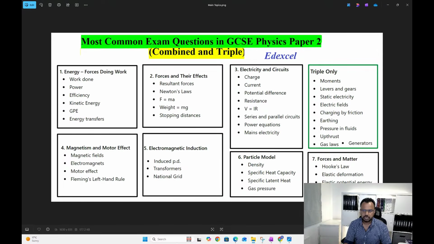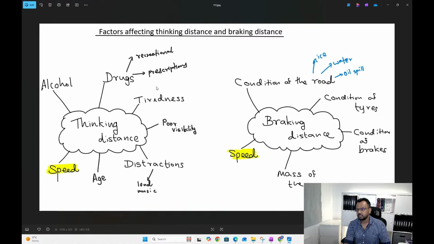Just directly related to this, you need to know about factors affecting thinking and braking distance. So let me quickly show you that as well while we are here. So here you can see thinking distance. Now listen, people get these things a little confused sometimes, so be very careful here. Thinking distance is all about the driver.